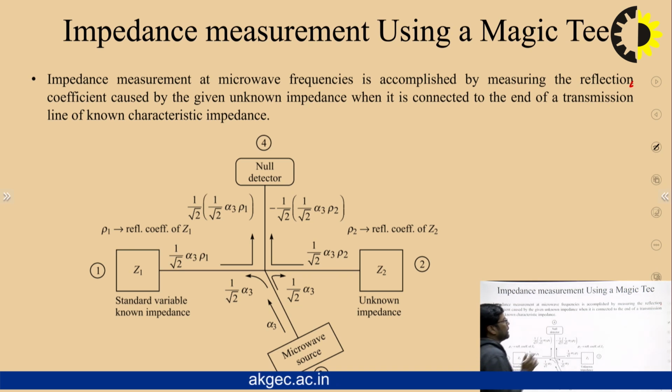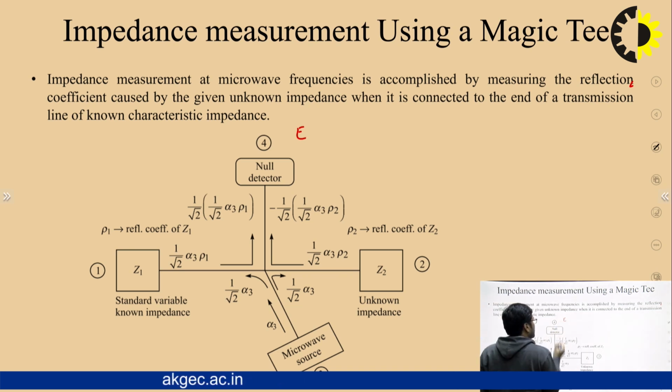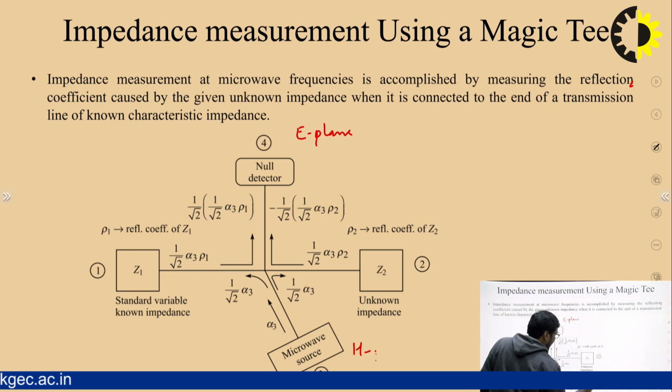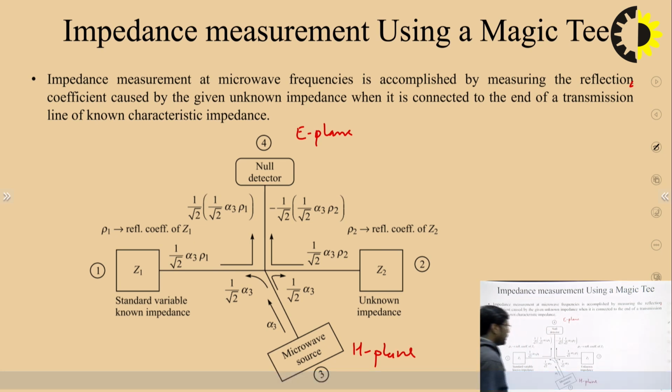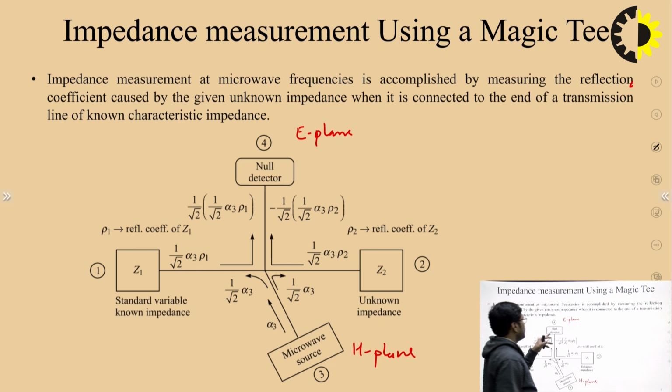So by default we can say this is an E plane port, and port 3 is the H plane port. As we know, the E plane port acts as a subtractor port when the inputs at port number 1 and port number 2 are in the same phase, while port number 3, the H plane port, will act as an adder port. So we can say the E plane port and H plane port act as complementary by nature.